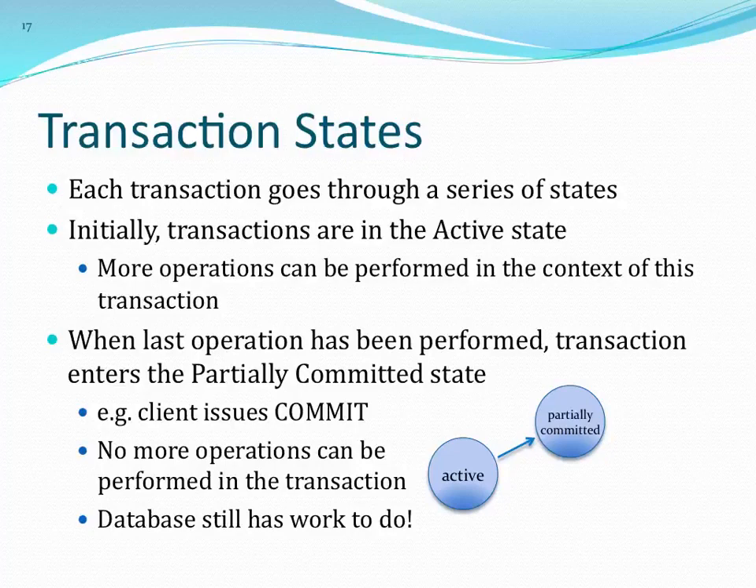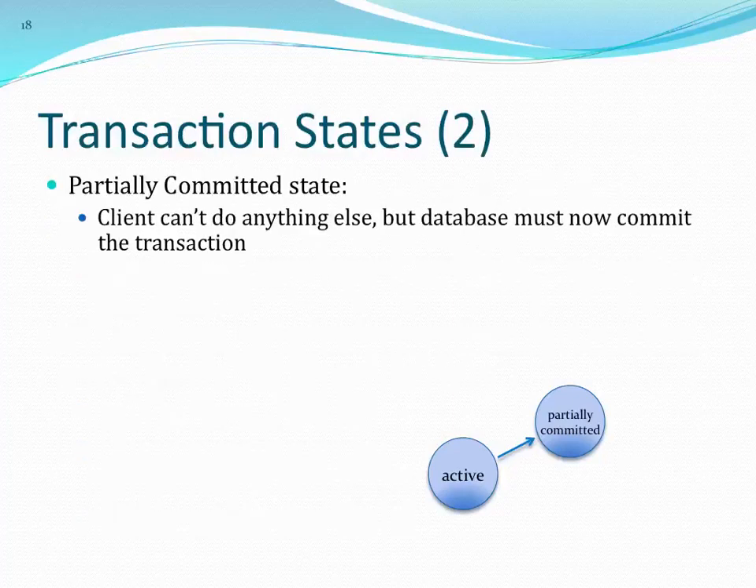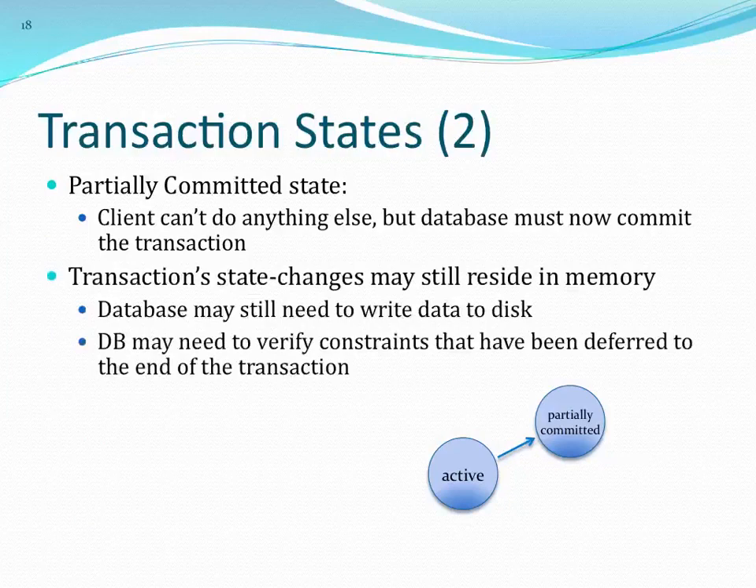What you're saying is the client's not allowed to do anything else, but the database might have to do stuff. And so that's what the partially committed state is for. So the database starts going about the operations that it has to perform. Maybe you have values that are in the buffer manager. They aren't on the disk yet, so how is the database going to satisfy durability? How is it going to issue a guarantee when it says, yeah, I committed your work?